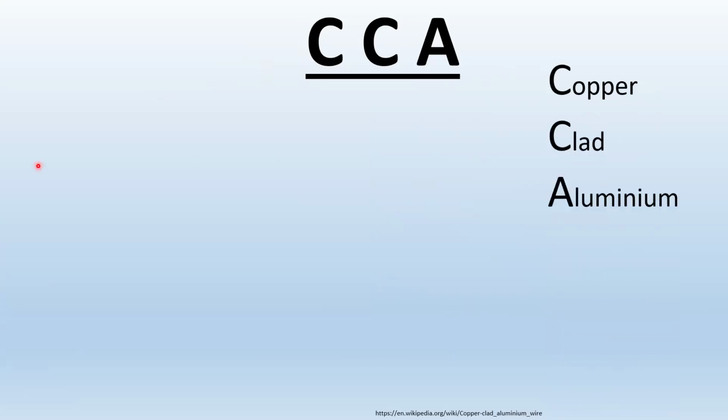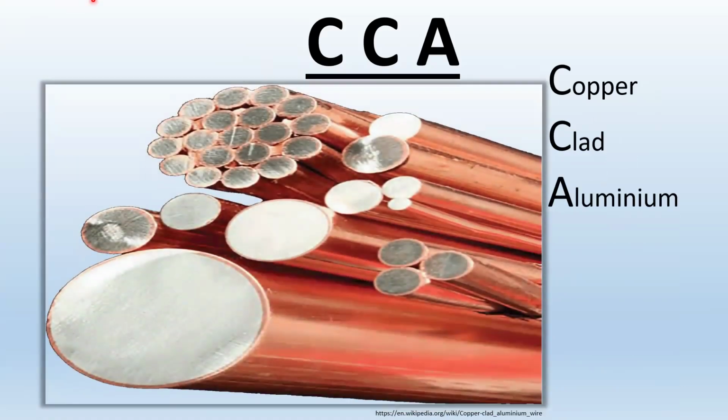Now, CCA in our case stands for copper clad aluminum, or aluminium if you're in UK. If you magnify the conductor, that's what it looks like. There's aluminum, it's coated with copper, clad aluminum.